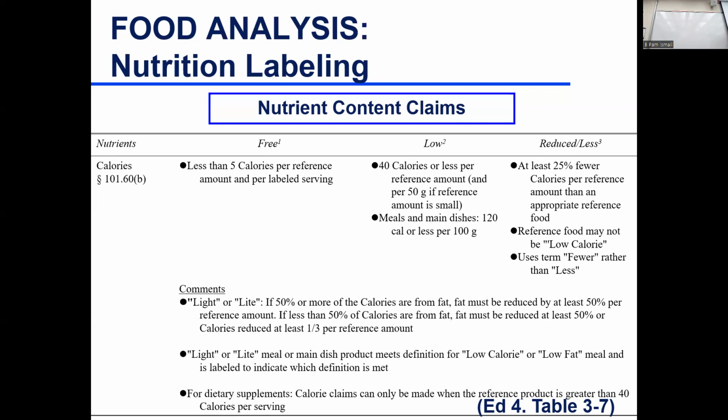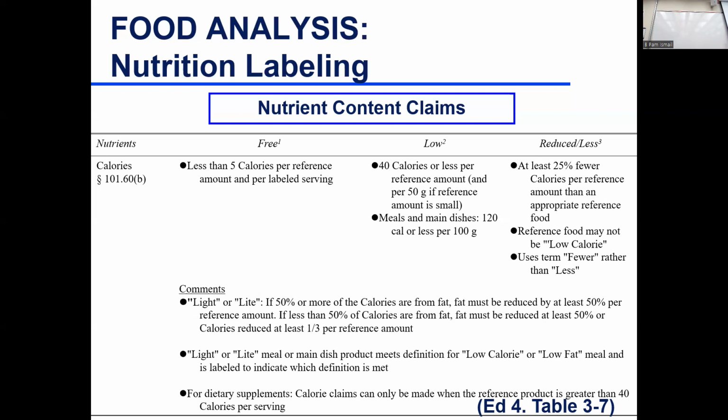So for calories, for example, in order for you to say free, it has to have less than 5 calories per reference amount per serving. A reference meaning if you have a full fat yogurt, that's your reference. Fat-free yogurt: you are comparing your fat-free yogurt to your full fat regular yogurt. Low means 40 calories or less per reference amount. Reduced means at least 25% fewer calories per reference amount.